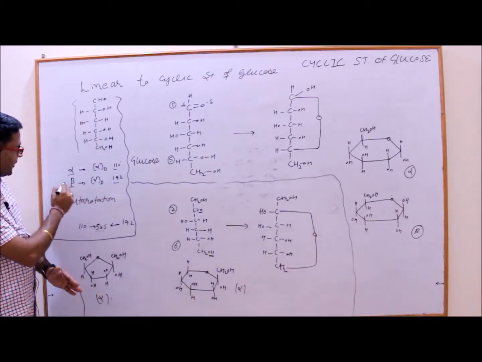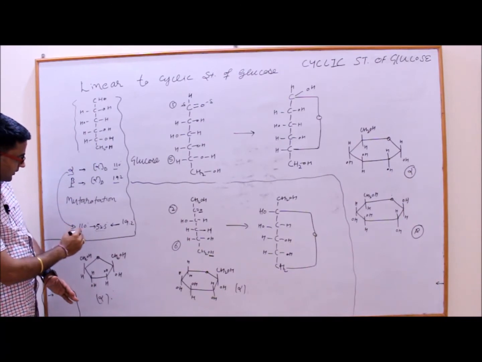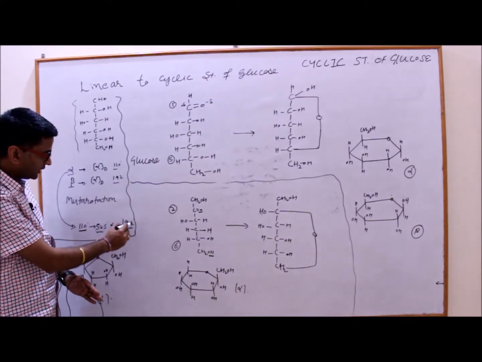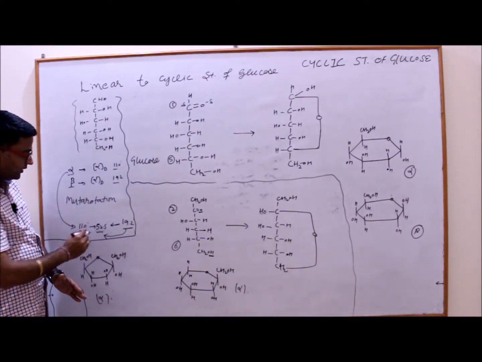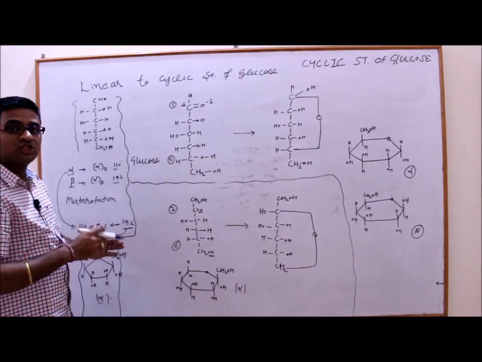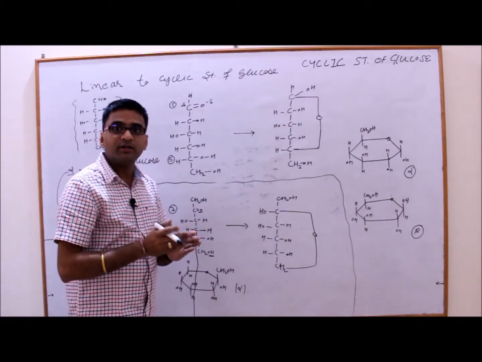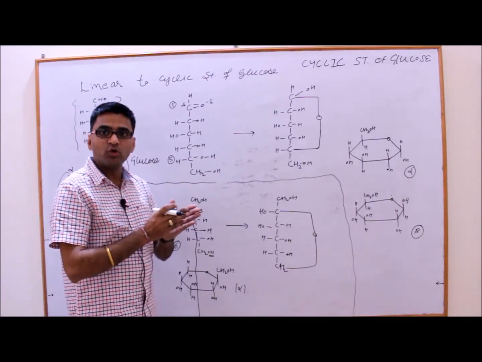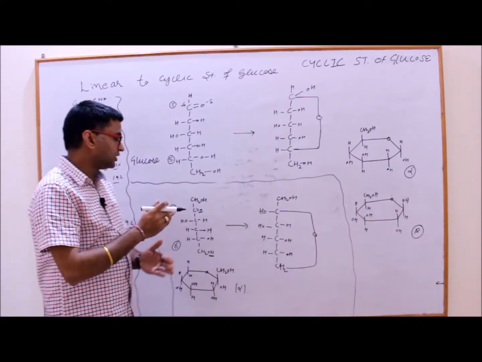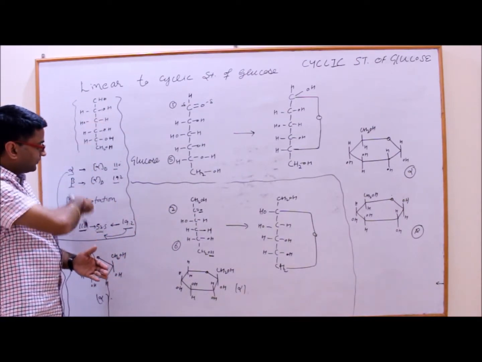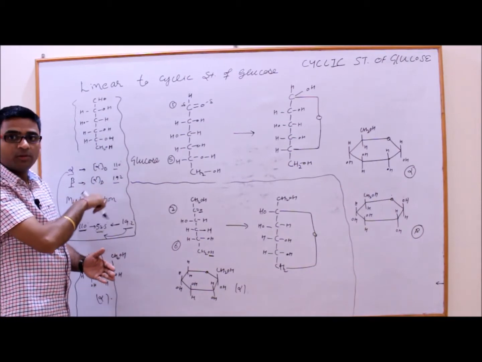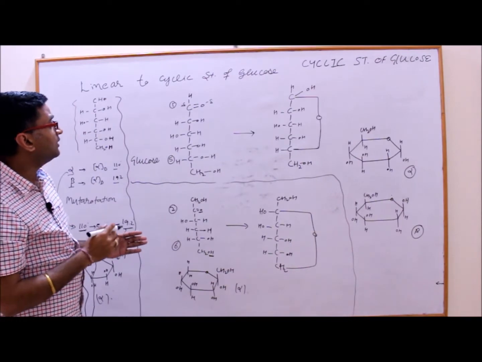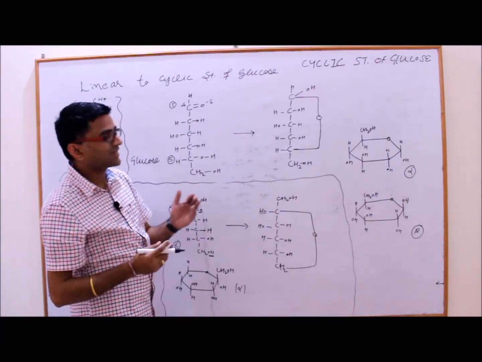For example, if I put the alpha form in water, it will change from 110 to 50.2, or if I put beta with 19.2 degree optical rotation, it will change to 50.2. So there was a change in the optical rotation with time until it achieved an equilibrium, and this phenomenon is called mutarotation, where muta corresponds to mutation and rotation corresponds to optical rotation. But these phenomena could not be explained on the basis of the linear structure of glucose. And then another structure was proposed, which was the cyclic structure.